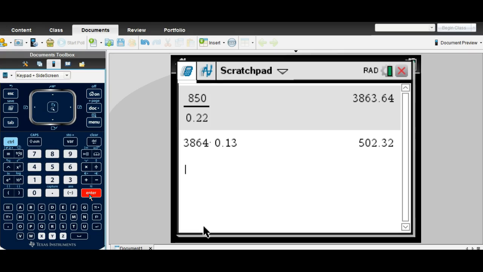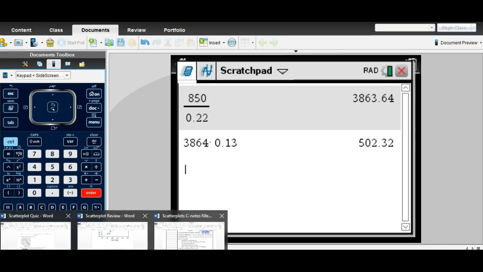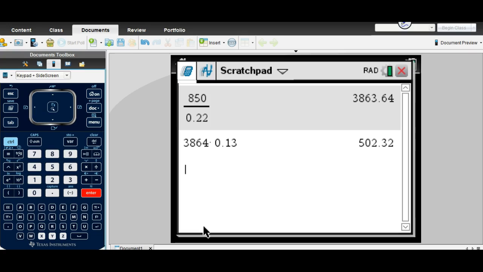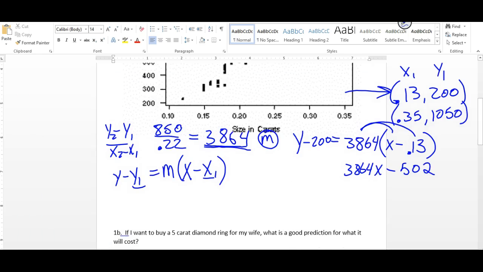With these numbers being so big, I can round $502.32. Those are close enough to the same where I'm okay rounding there. Is it 502? Yes. If they were a lot smaller where the decimals made a big difference, then I would not round them to whole numbers. I'd keep them to the tenths or the hundredths place. And that is y minus 200.